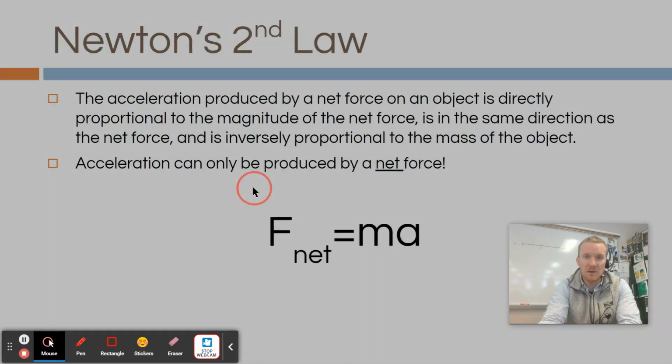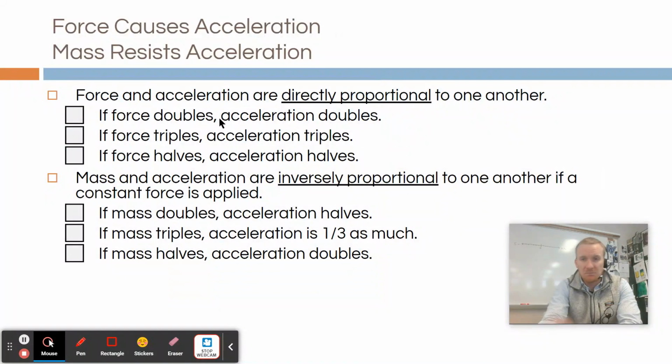So here's a couple of key takeaways for that. Again, it's not really anything groundbreaking. You're probably conceptually aware of this already, but if we're thinking about a force as an interaction, if your force doubles, whatever object you're interacting with, its acceleration is going to double. If the force triples, your acceleration triples. If your force is cut in half, then your acceleration is cut in half. So your acceleration is directly proportional to that force.